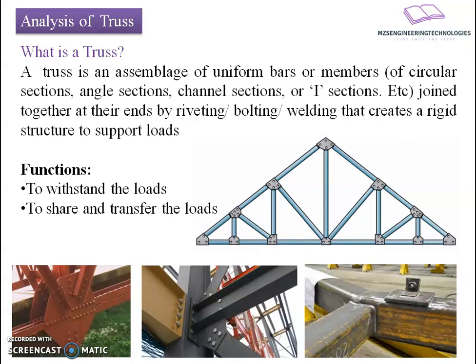A truss is an assemblage of uniform bars or members joined together at their ends by riveting or bolting or welding that creates a rigid structure to support a load. Trusses are generally made with members of uniform cross sections. They may be either a bar or a predefined shape member like circular section, angle section, channel section, or eye section.